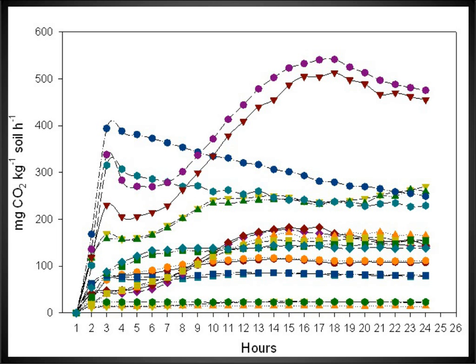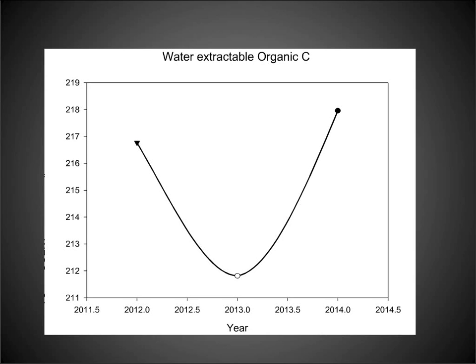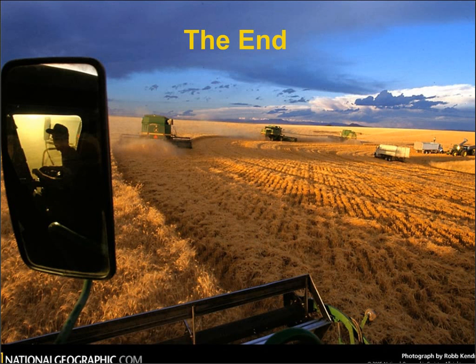This is my favorite one I fooled the boys with. I said, look at that huge change in water extractable organic carbon. Looks like a big smile. But if you look at the axis, there's really no difference because it's 212 to 217. So there was no difference at all. And so sometimes we have to keep things in perspective, which is why the smile, I guess. Anyway, that's all I have, and I'll answer any questions you might have to the best of my ability.